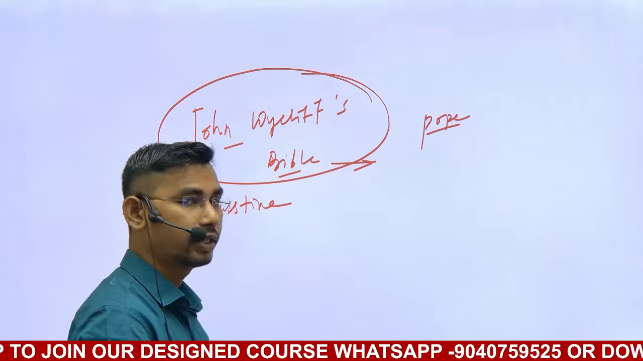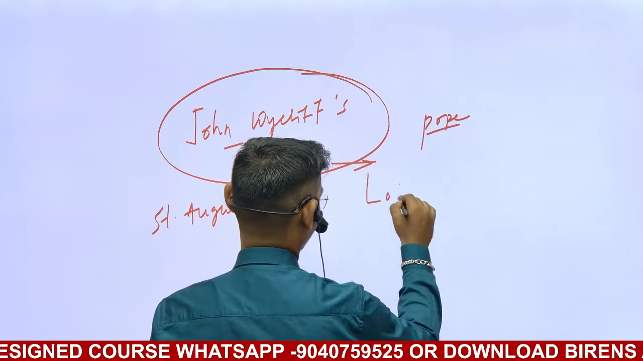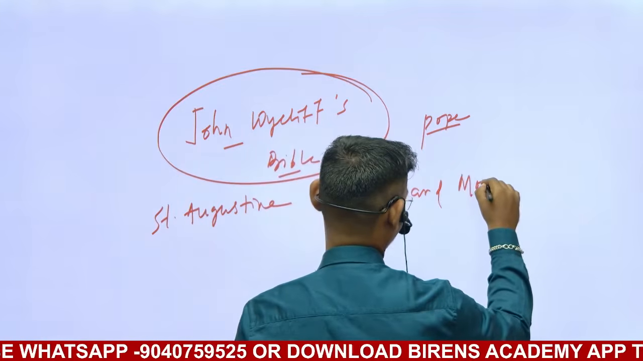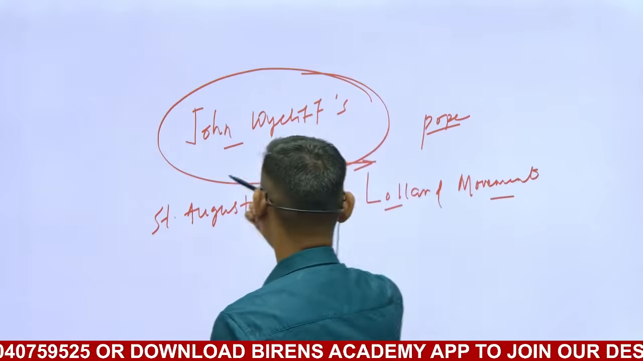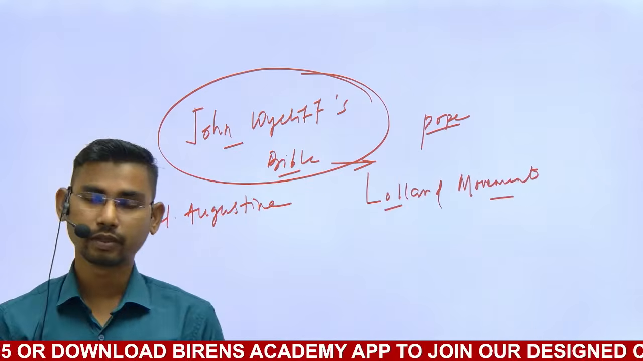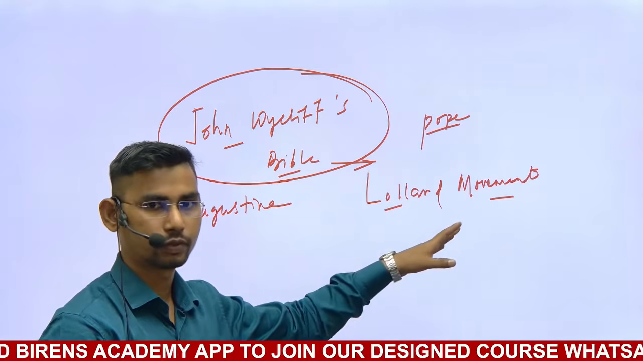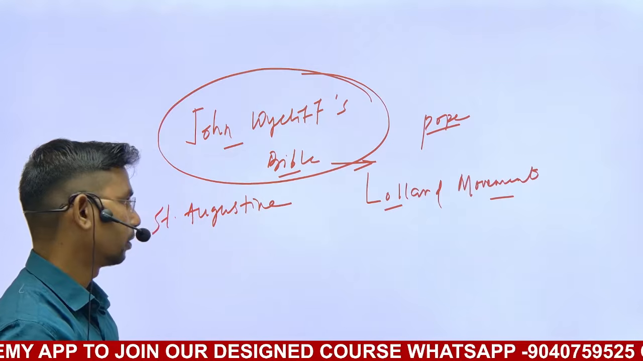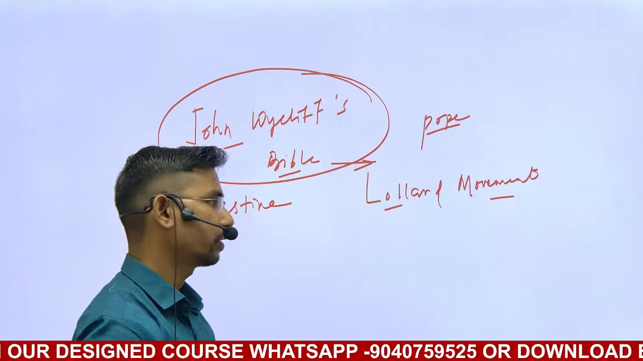John Wycliffe's translation of the Bible paved the way for the Lollard movements. People started reading the Bible on their own, and they started rectifying the mistakes in the Bible.